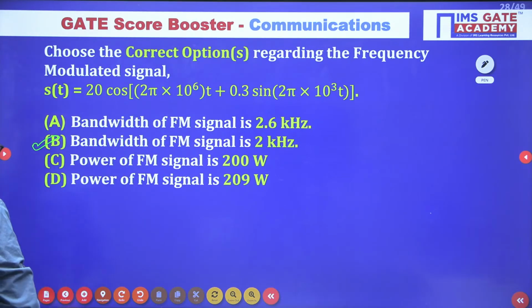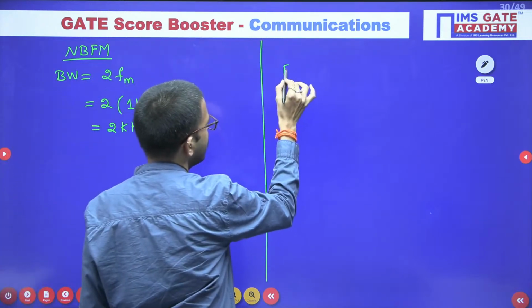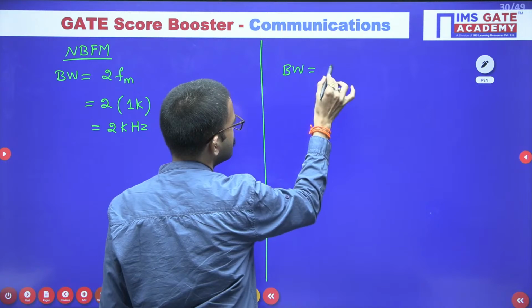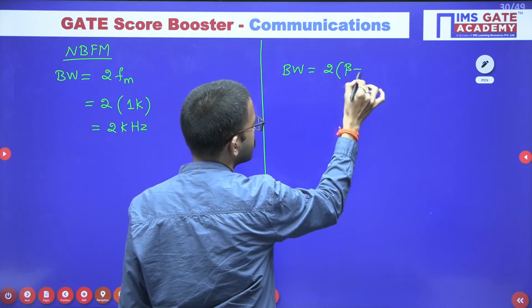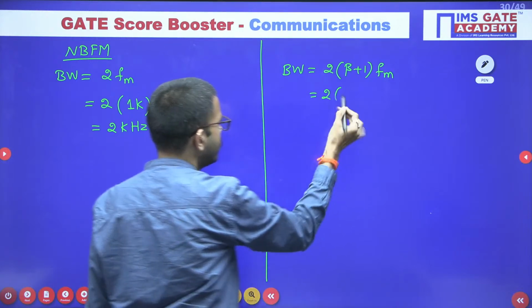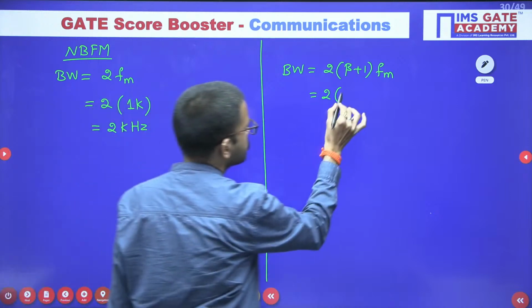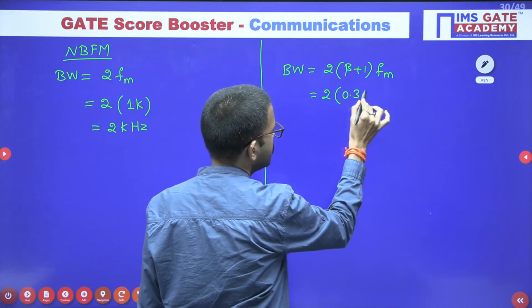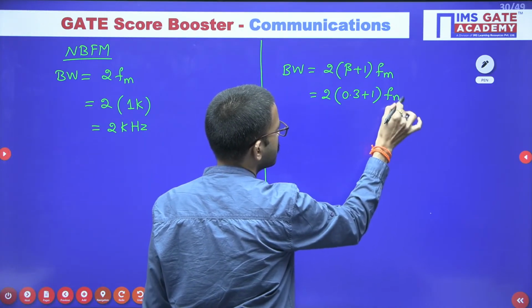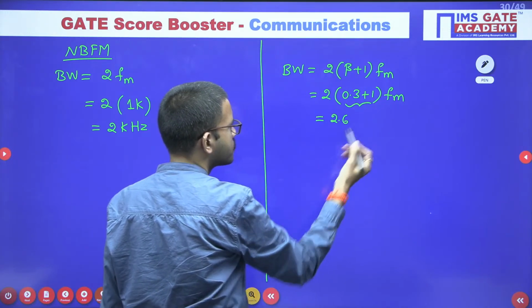But some of you got option A. The reason is some of you applied the formula like this: bandwidth equal to 2 into beta plus 1 into FM. So here in this question, beta value is 0.3. So 0.3 plus 1 is 1.3, into 2, that is nothing but 2.6.